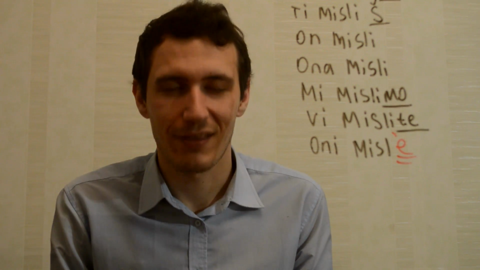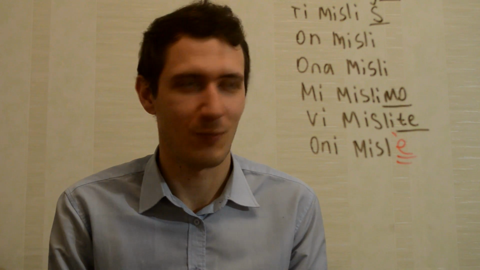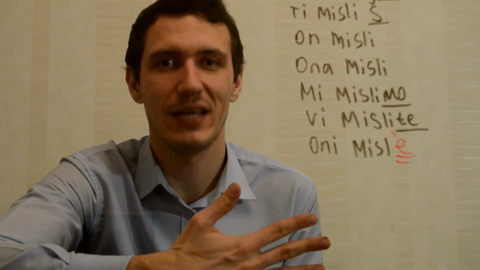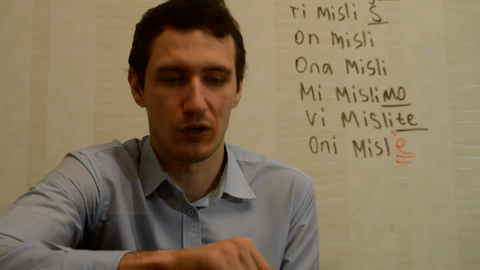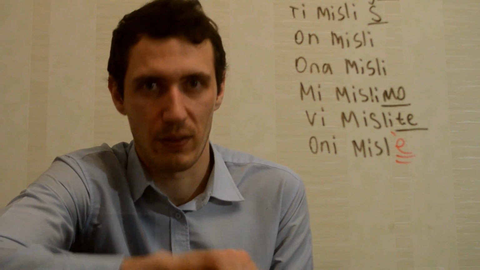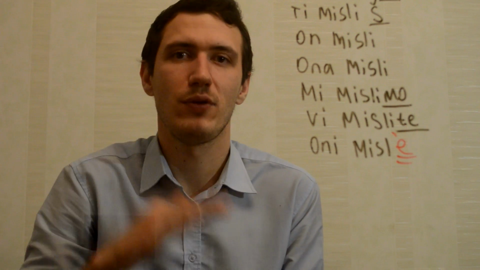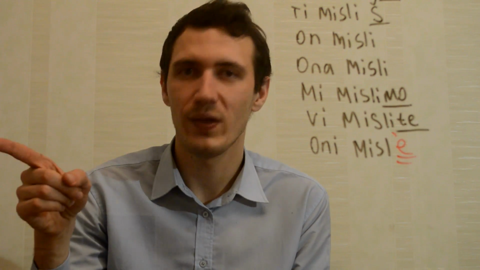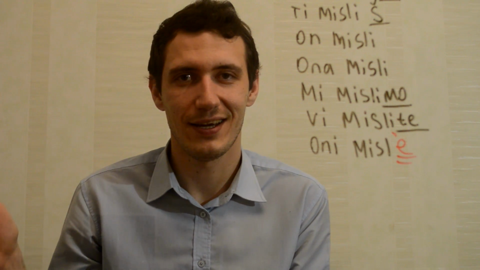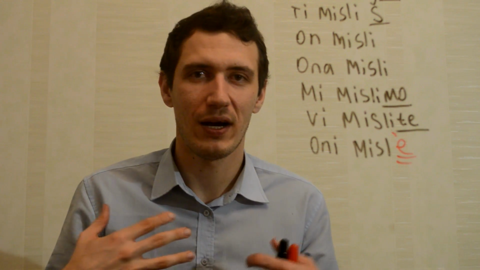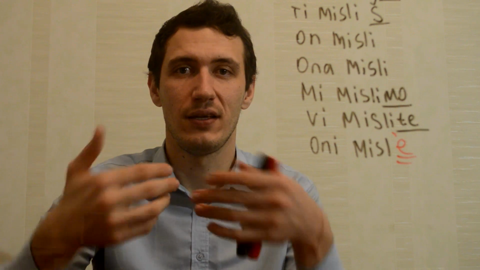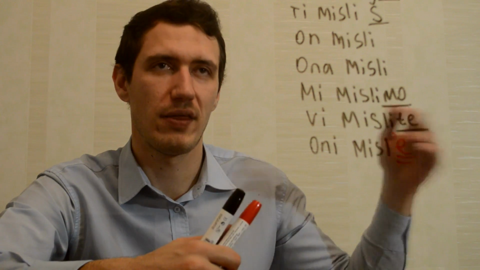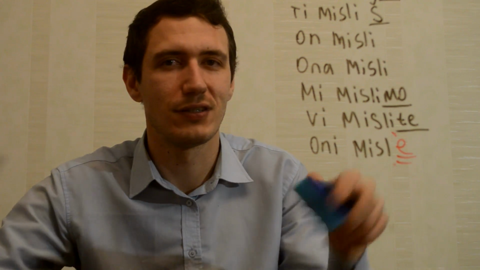That's it. Those are the things that you need to learn. That's the very basics. Personal pronouns: ja, ti, on, ona, mi, vi, oni. Personal pronoun plus the verb to be. I am, you are, he is. Ja sam, ti si, on je, ona je. Mi smo, we are. Vi ste, you as a group are. Oni su, they are. You learn this first, okay?